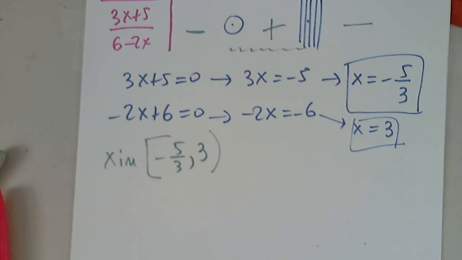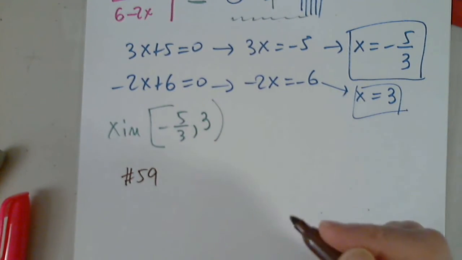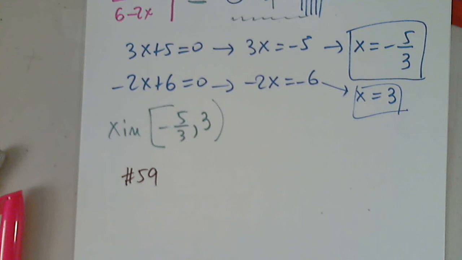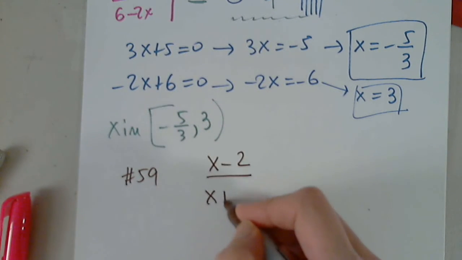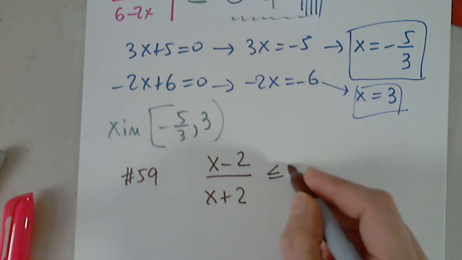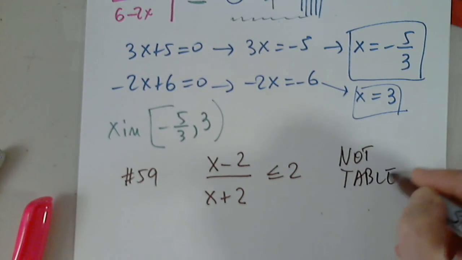I think we should do one more, unless you would need more, but one that is not table ready. For example, let's say 59. In 59, do you have any questions on the previous one? On 59, we have x minus 2 over x plus 2 less than or equal to 2. Not table ready.